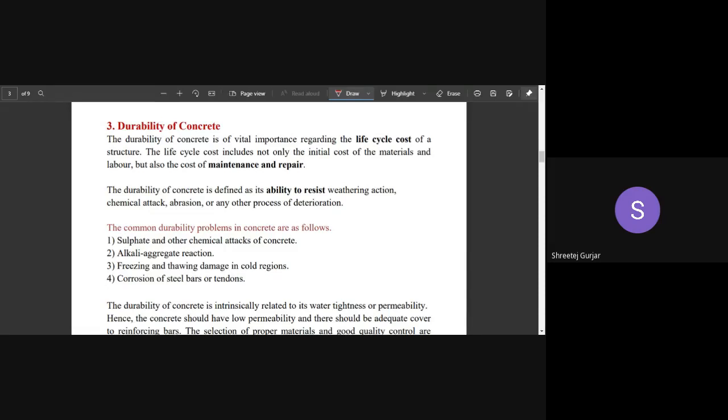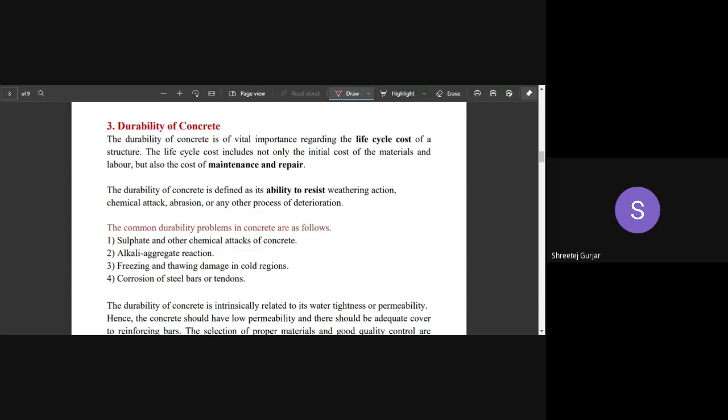durability. So common durability problems in concrete are as follows. Let us look into a few common durability problems. First, sulfate and other chemical attacks on concrete. That is one major concern, wherein sulfate and other chemical attacks start to deteriorate your concrete. After your concrete starts to deteriorate, your steel embedded in the concrete is exposed to this sulfate and other chemicals. So your steel starts to corrode and deteriorate, and what that will cause in the end is failure of your structure.